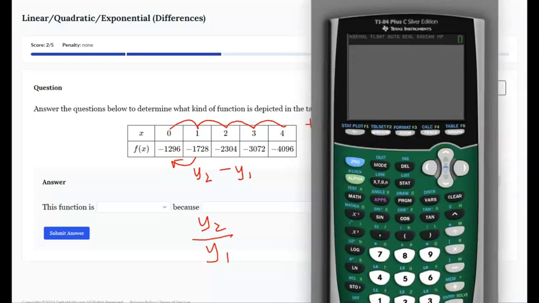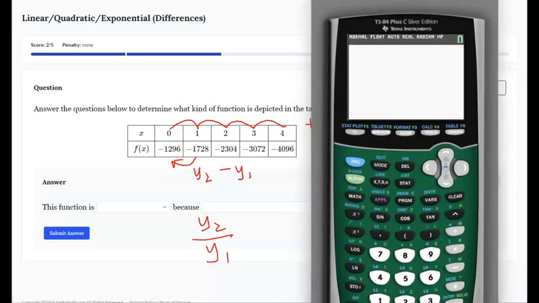Using a calculator, I'm going to take negative 1728. I'm going to subtract it by negative 1296. Notice I have 2 subtraction symbols here in a row. That's because the formula is subtraction and the 1296 has a negative. So there's my difference. Let's do this again with the third value. Negative 2304 subtract negative 1728. Let's see what we get. We don't get negative 432.